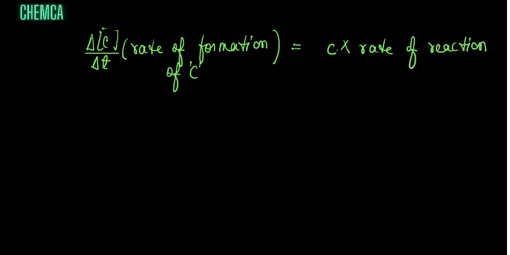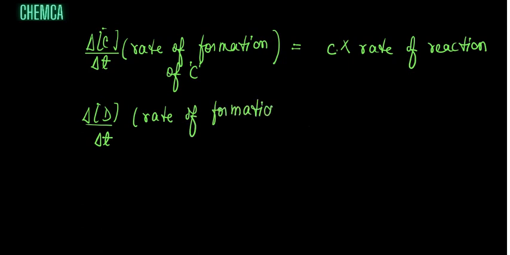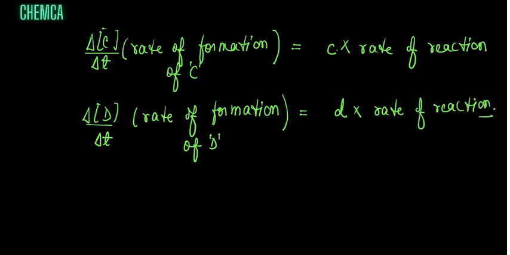And the change in concentration of D upon del T, this will be the rate of formation of D, which will be equal to small d multiplied with the rate of reaction. Okay, so this is how you find out the rate of formation, rate of consumption, and rate of reaction if some of the values are given. So let's take one example to understand this and solve the problem.